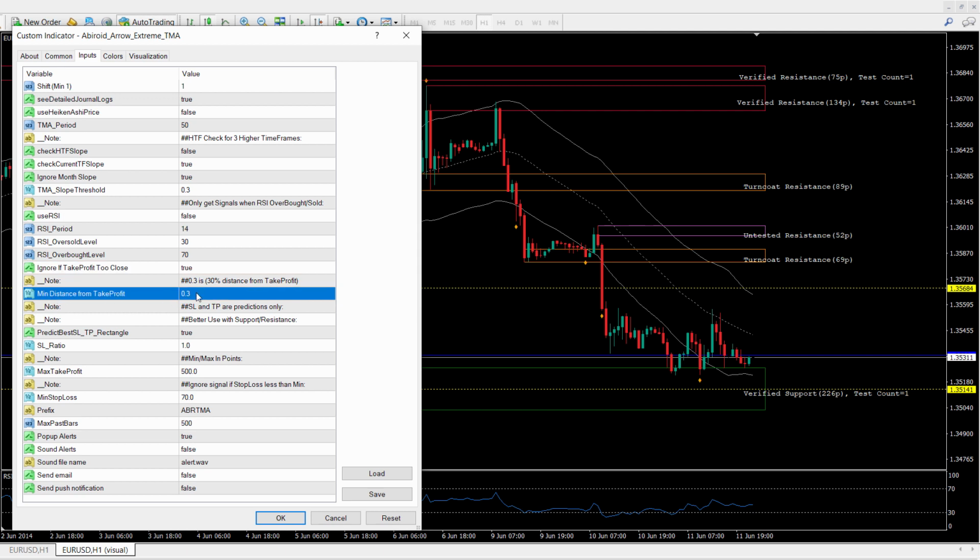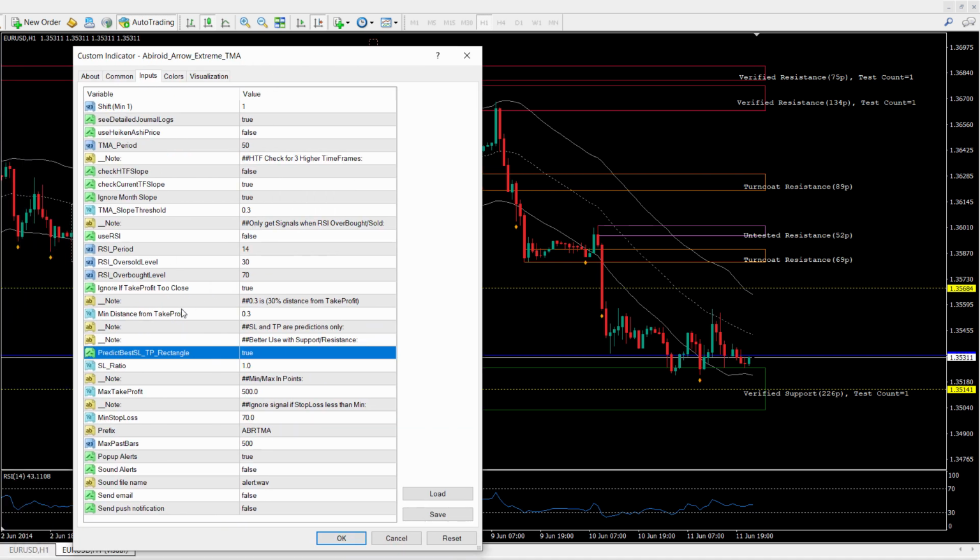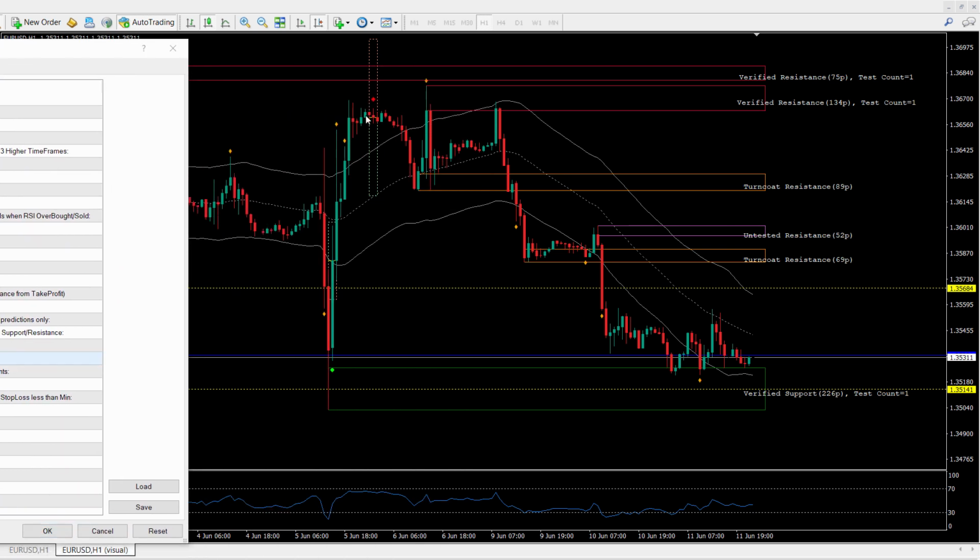And you can set this min distance to whatever you like based on the chart you're trading. And these rectangles are prediction rectangles only. So if you don't want these, then you can set this setting to false. And the stop loss ratio: as soon as you get a sell signal right here, it will consider that bar's close as your starting point, and it will consider the middle band as take profit.